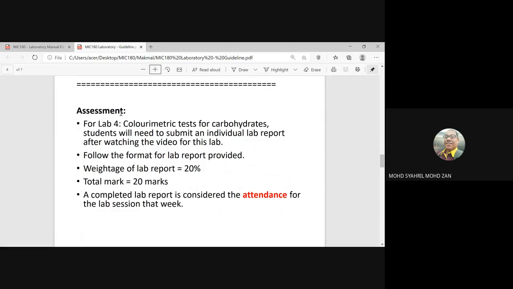Okay, assessment will be only for lab number 4. Okay, so what is lab number 4? Colorimetry test for carbohydrate. So what you have to do is submit an individual report after watching the video for this lab. Okay, it means that only lab 4 will be your marks for lab report. Okay, so please bear in mind, for your lab report, 20% you will get. Okay, so total will be 20 marks in your course assessment.